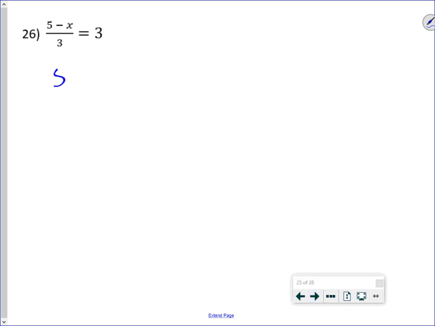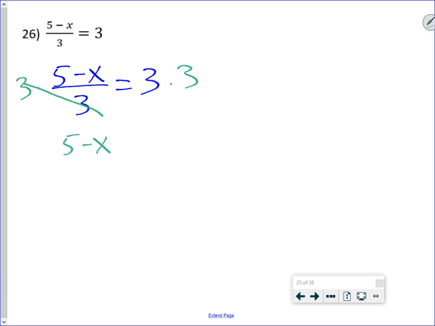So for this one, I'm going to rewrite it just so we can see. When it's written as a fraction like this, to get rid of the fraction, we're going to multiply both sides by the denominator. And those cancel. I'm left with 5 minus x equals 9. Then I subtract 5 from both sides, and I'll get -x equals 4. Divide both sides by -1, and I'll get x equals -4.